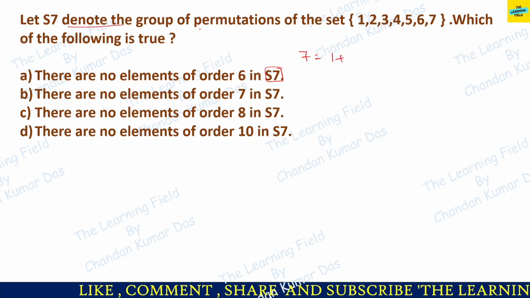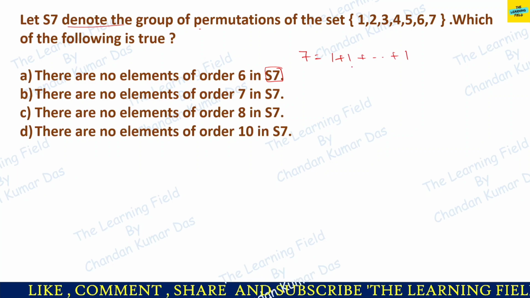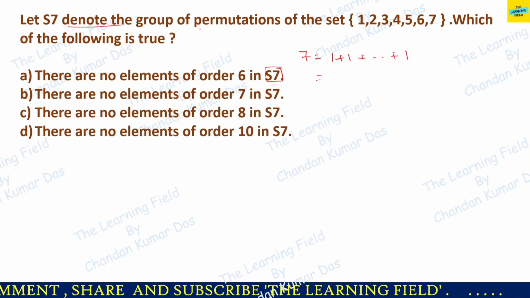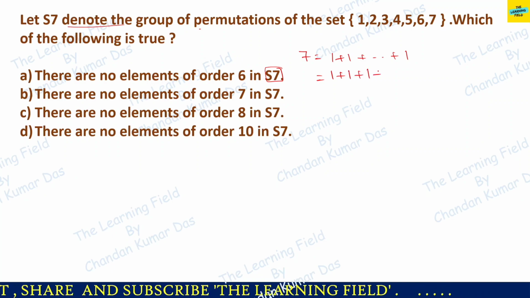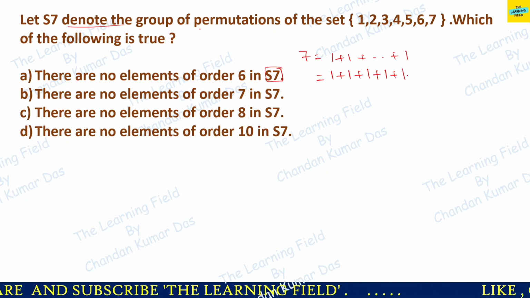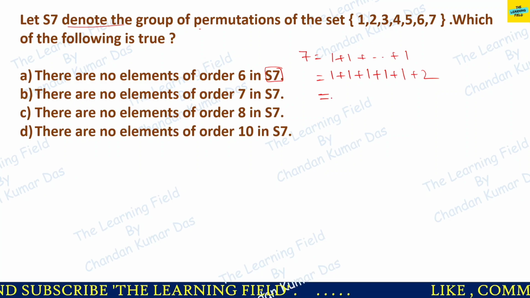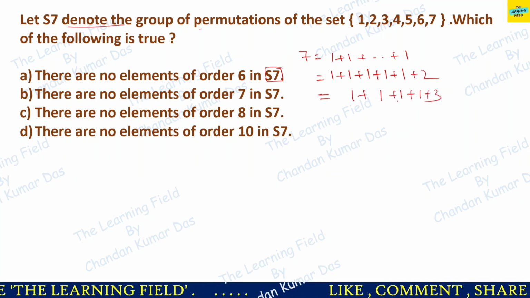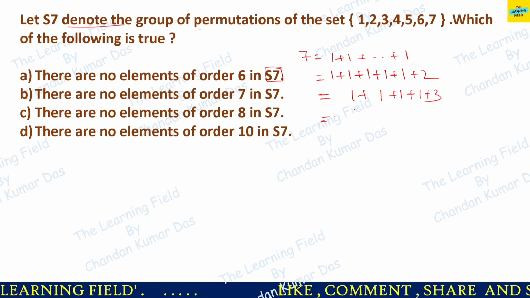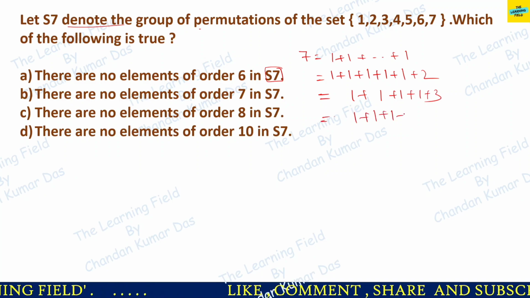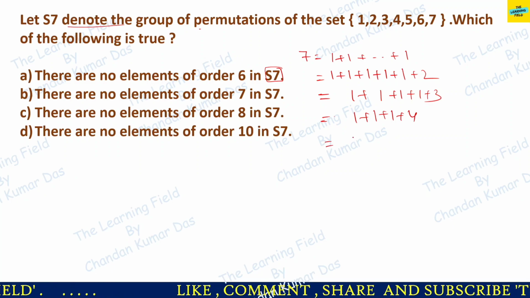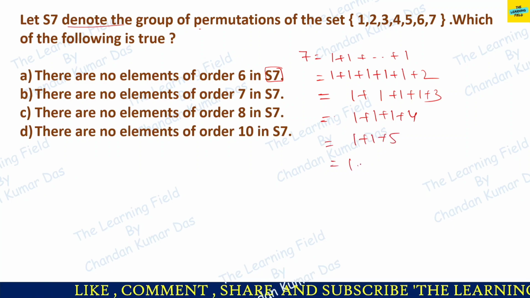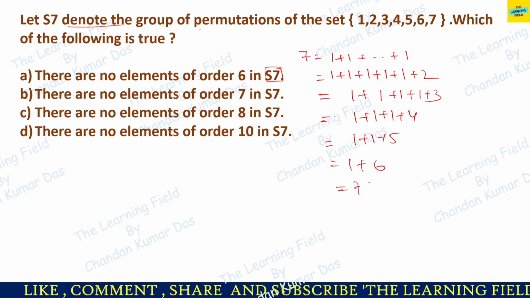So 1 plus 1 plus up to 7 times is possible. Then we can write 1 plus 1 plus 1 plus 1 plus 1 plus 2. This is one class equation. 1 plus 1 plus 1 plus 1 plus 3 is one class equation. 1 plus 1 plus 1 plus 4 is one class equation. 1 plus 1 plus 5 is one class equation. 1 plus 6 is one class equation and 7 is one class equation.